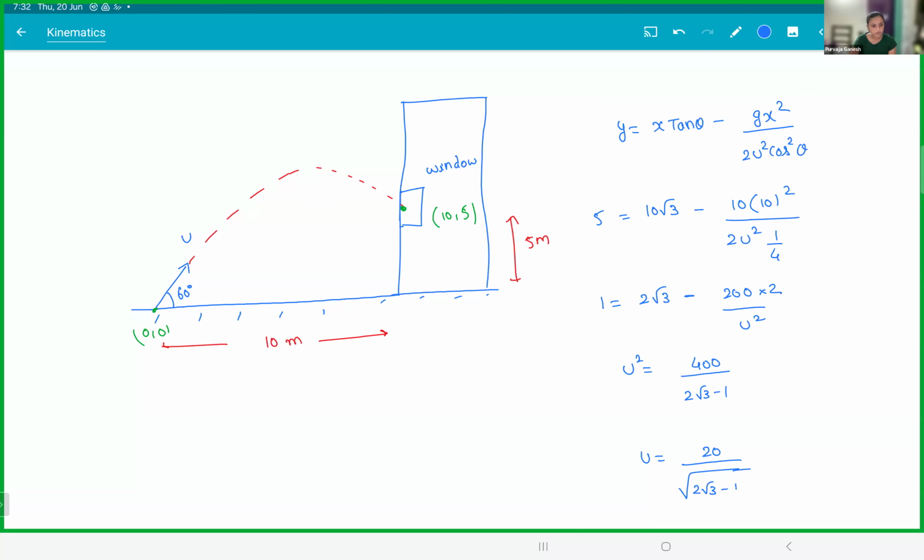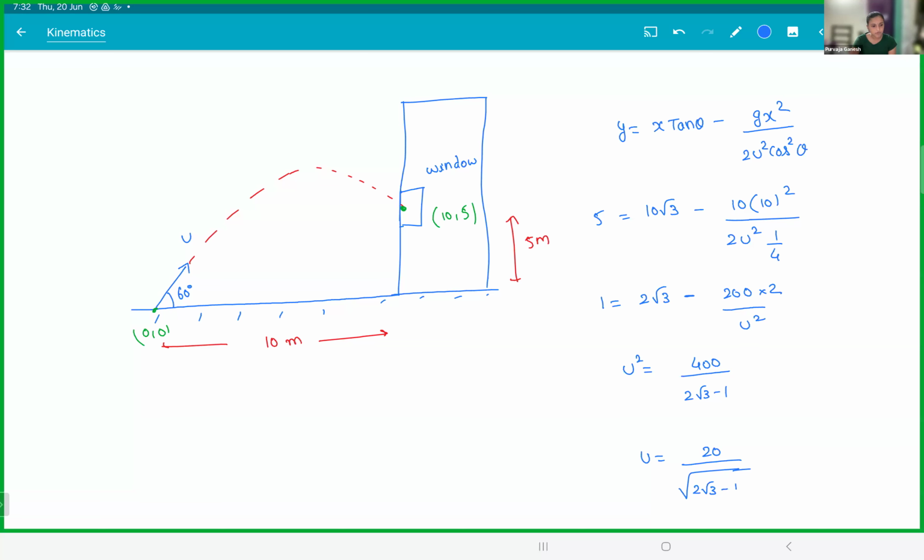This time you'll be throwing down. This will be uy, which is u sin theta. Remember, this will be minus u sin theta because it is pointing down. Nothing changes. That displacement is still minus h only. This will be T3.